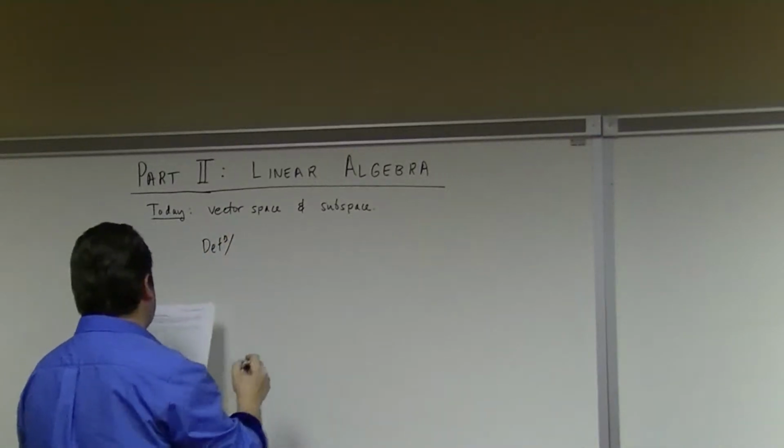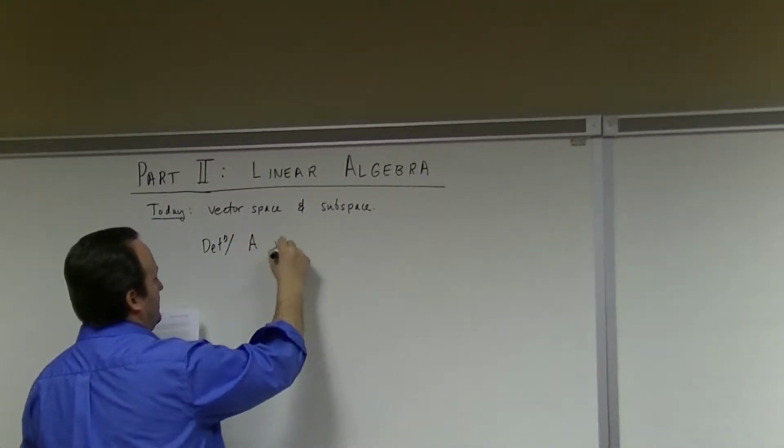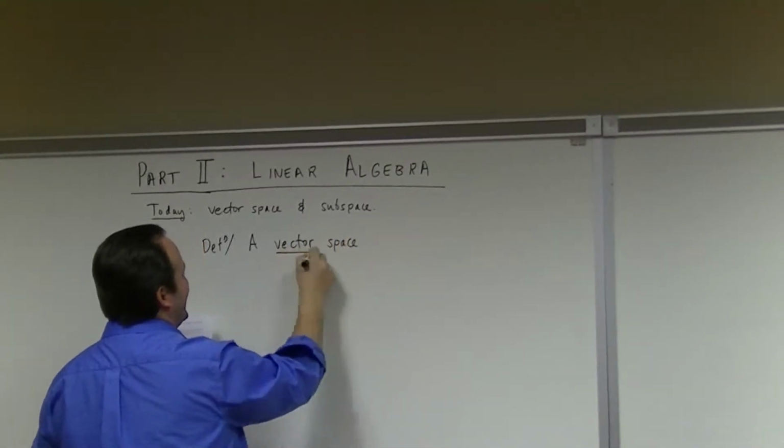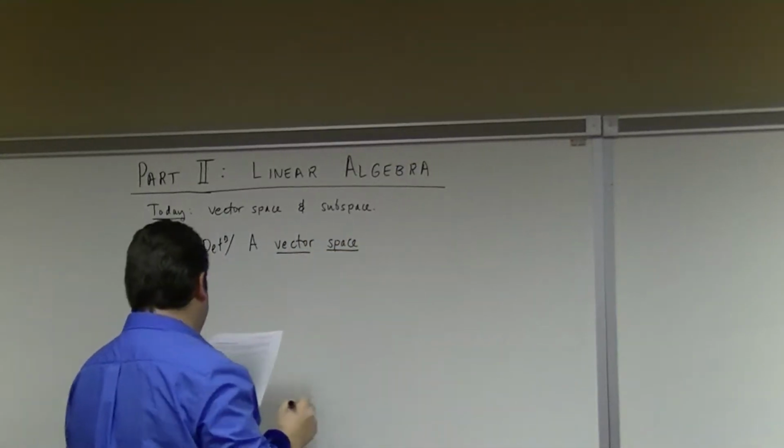Definition. A vector space, what is it? A set of something where you can add things and do scalar multiplication. Very good. In your perfect words.